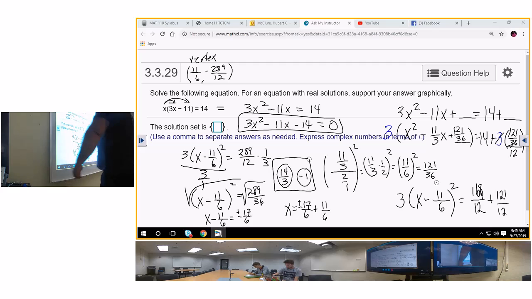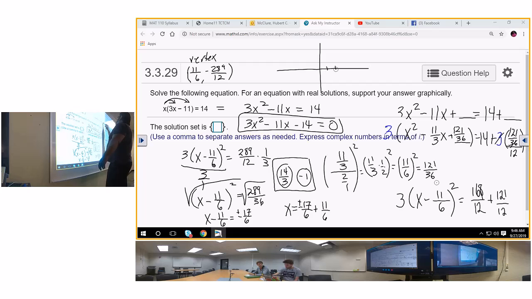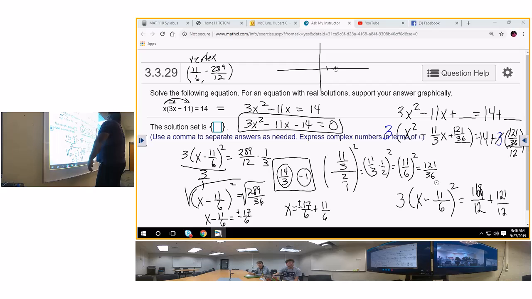Now draw it. It's a lot of work. Somebody tell me what 11 over 6 is. 1 and 5/6, which is almost 2. So 1, 2, and then somebody tell me what 289 over 12 is. 24 plus .08333. Way down here. So there is our vertex.